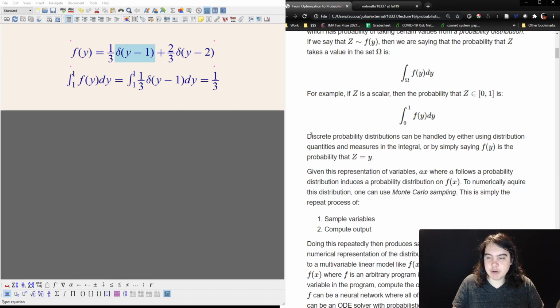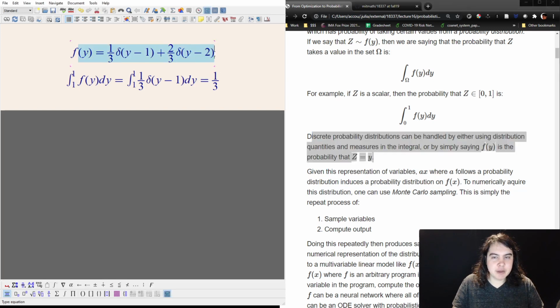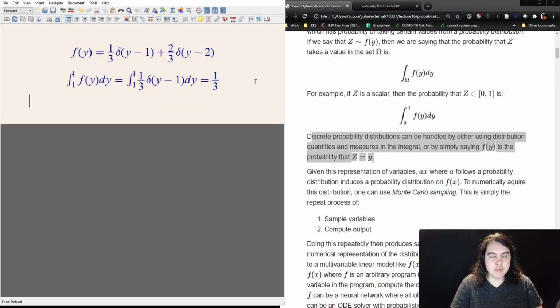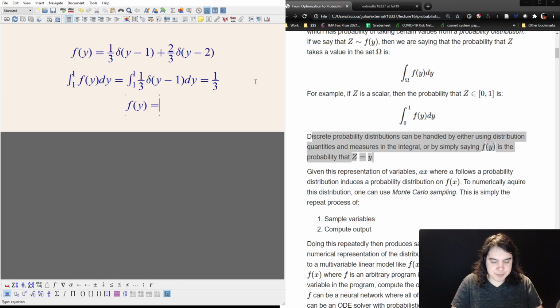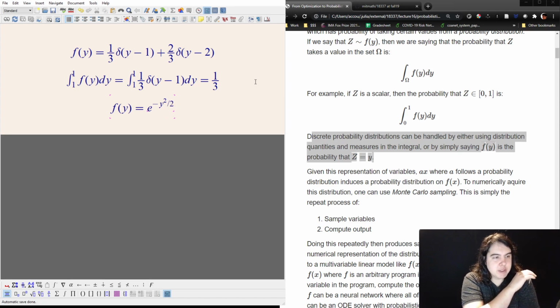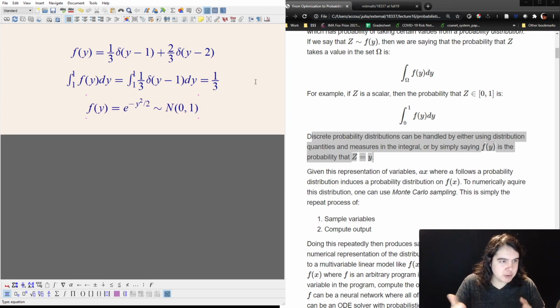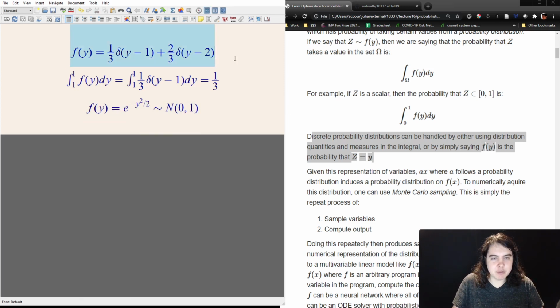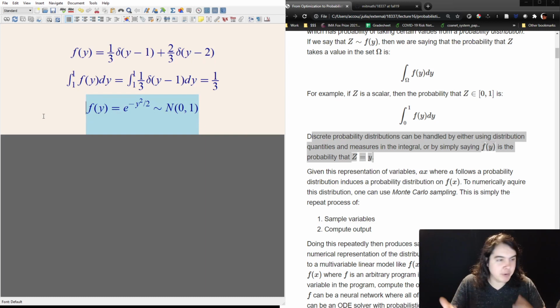So given a representation of our values, for example, A could be distributed like this, which means it has a 1/3 chance of being the value one and a 2/3 chance of being the value two, or we can more generally say that, for example, f of y equals e to the minus y squared divided by 2, which is a representation of a Gaussian, which means that this is a normally distributed random variable. We normally call this a normally distributed random variable with mean 0 and variance 1. So this is your standard Gaussian, standard normal. So we can say that we have discrete values, or normally distributed values, all in terms of these continuous objects, which we call probability distributions.